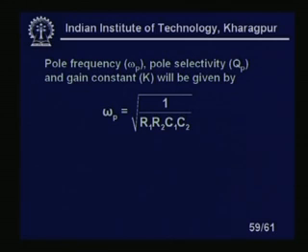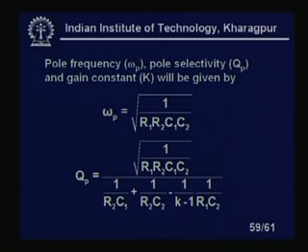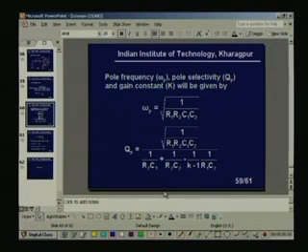Now, the pole frequency, pole selectivity and gain constant will be given by omega p equal to 1 upon square root of R1 R2 C1 C2, and QP equal to square root of 1 upon R1 R2 C1 C2, divided by 1 upon R2 C1 plus 1 by R2 C2 minus 1 upon K minus 1 upon R2 C2. You see that we will get some advantage, look at these functions, there is a subtractive term in the denominator.